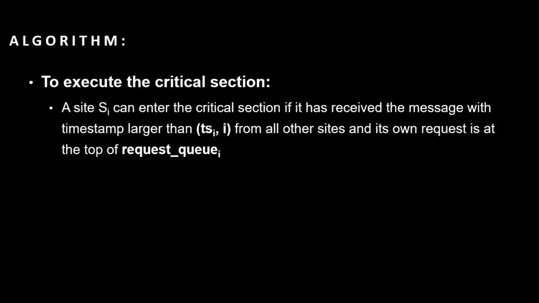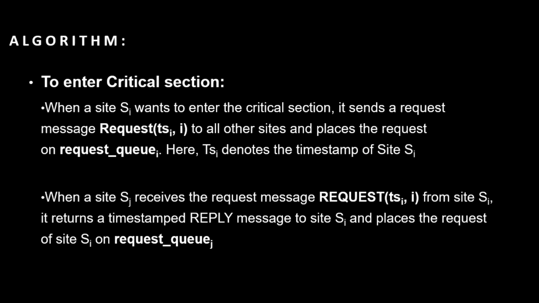Algorithm. To execute the critical section, a site S can enter the critical section if it has received a message with timestamp larger than its own timestamp from all other sites and its own request is at the top of request_queue. To enter the critical section, when a site S wants to enter the critical section, it sends a request message with its timestamp to all other sites and places the request on request_queue. Here, timestamp denotes the timestamp of site S.